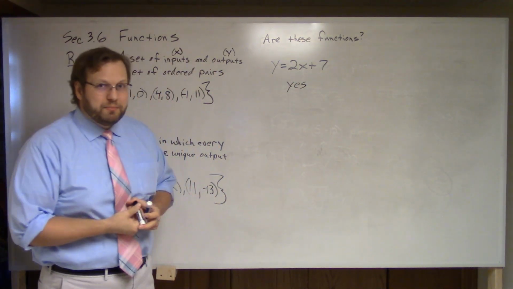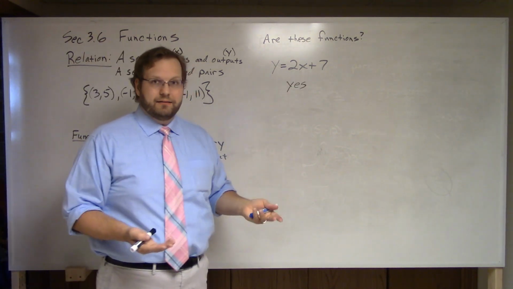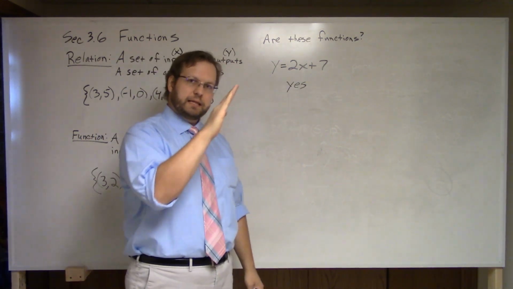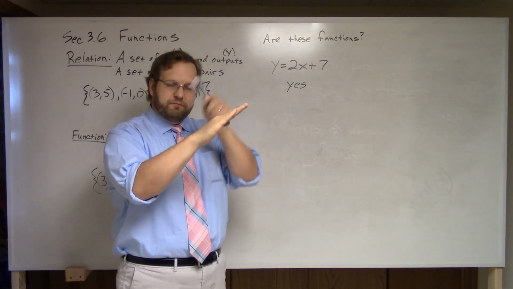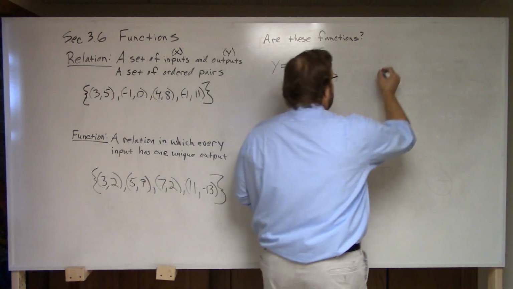Another way you can think about this is just in your head, give yourself a general graph. This is a line. Okay, we have a y-intercept of 7 and we have a slope of 2, so it's going to look something like this. Okay, so if I draw that line, I'm going to pass that vertical line test. I'm good to go. Now, what if we have something like this?